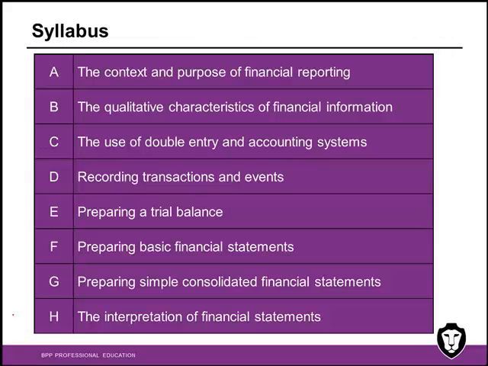To begin with, you'll be thinking about the context and purpose of financial reporting, which is all about understanding why we produce financial statements and who it is that we are producing them for. We'll need to look at the qualitative characteristics of financial information, which is thinking about the quality of the information that we're using and why it's important it meets certain rules to enable us to produce the financial statements for those users.